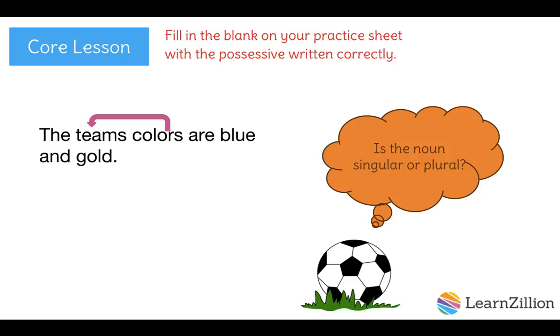This means we just add apostrophe S to make it possessive. Fill in the blank on your practice sheet with the possessive written correctly. Pause the video while you write. Press play when you are done.